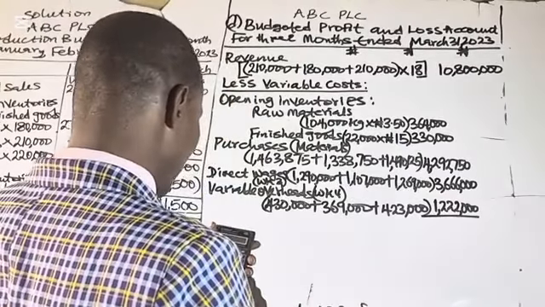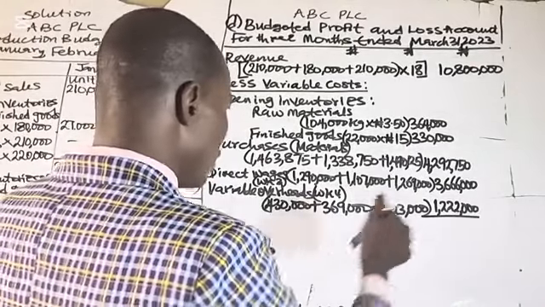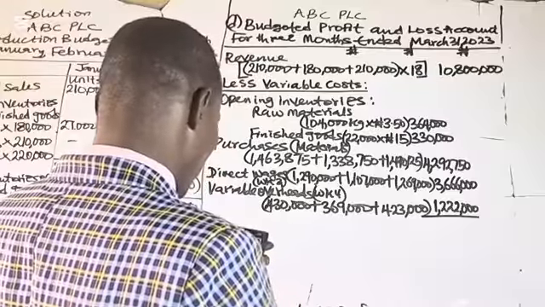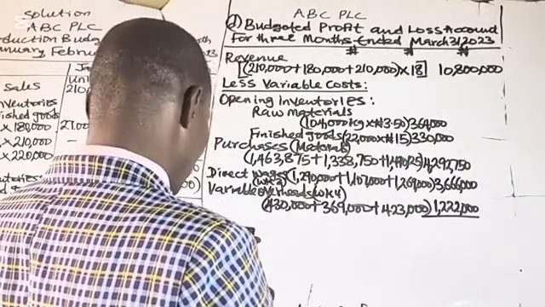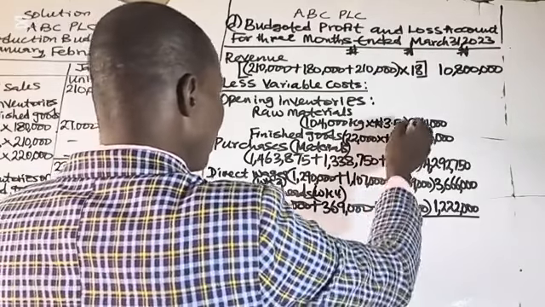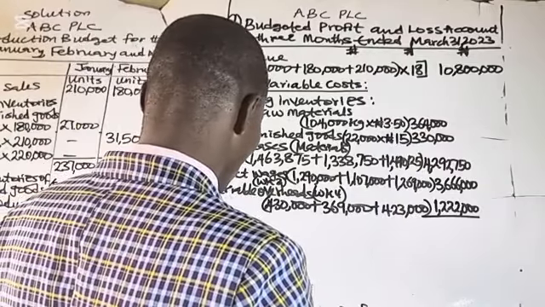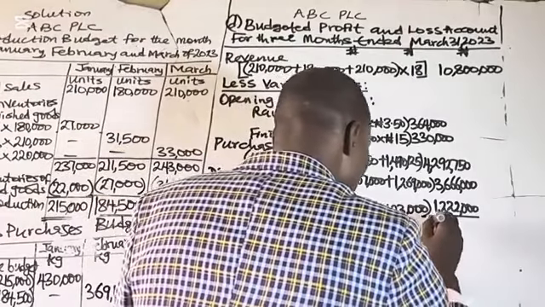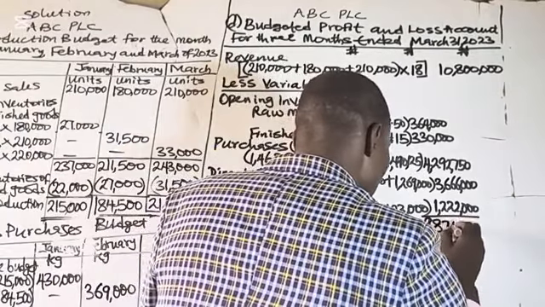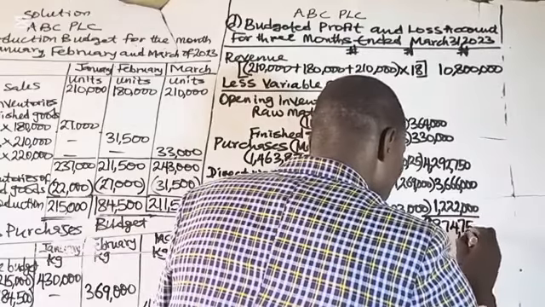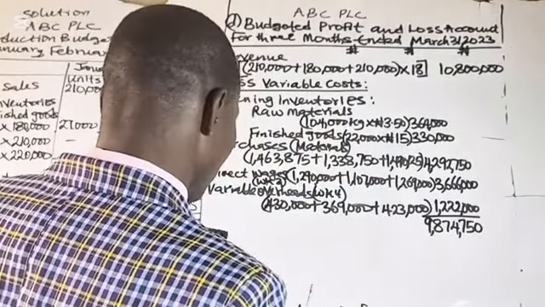So now let's sum up this. Plus 3,666,000 plus 4,292,750 plus 330,000 plus 364,000. So the total is 9,874,750.